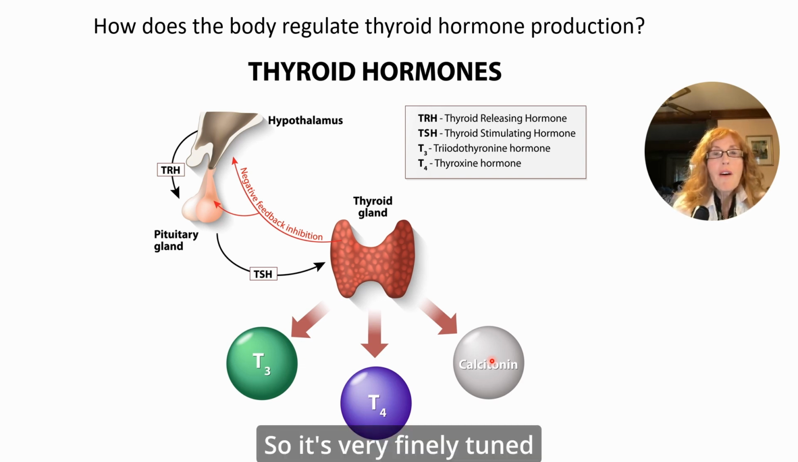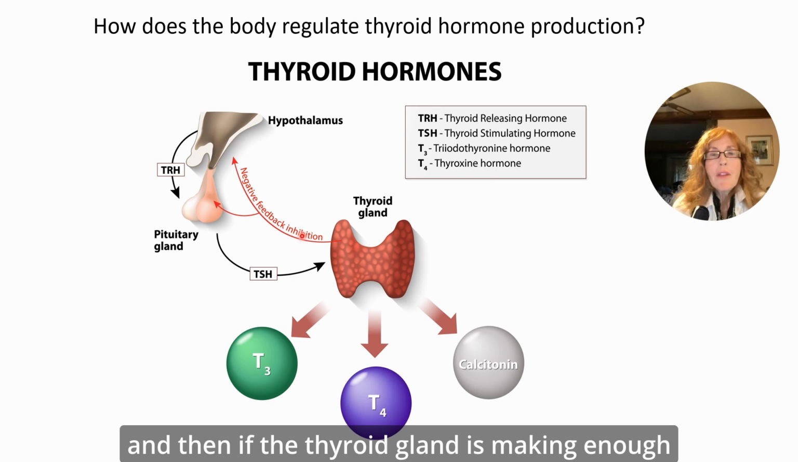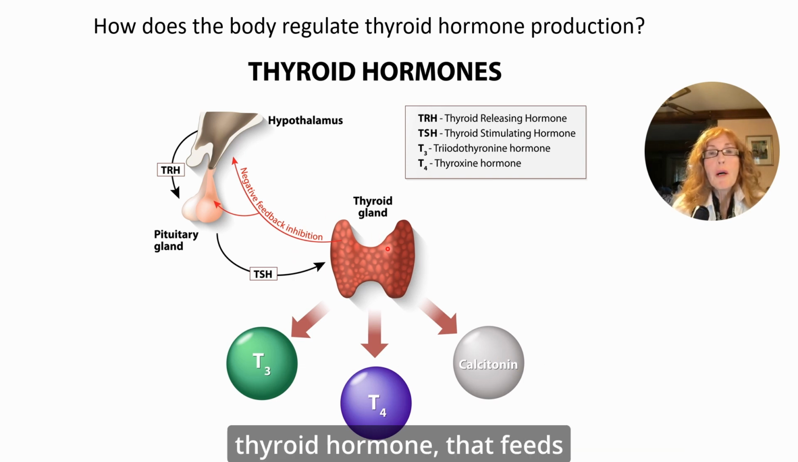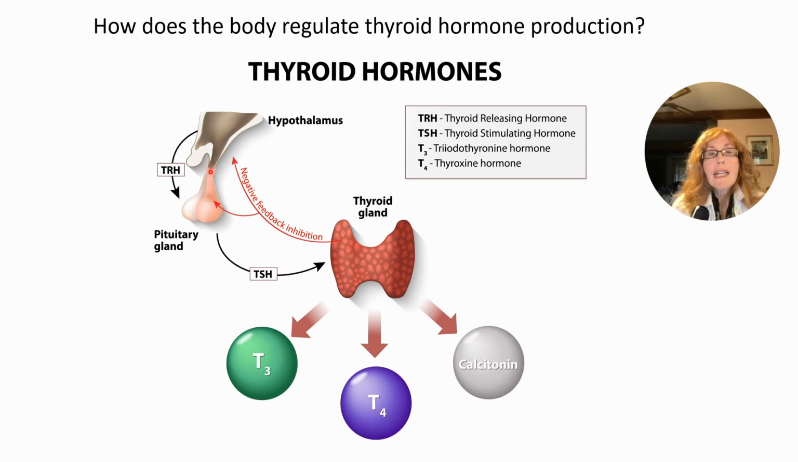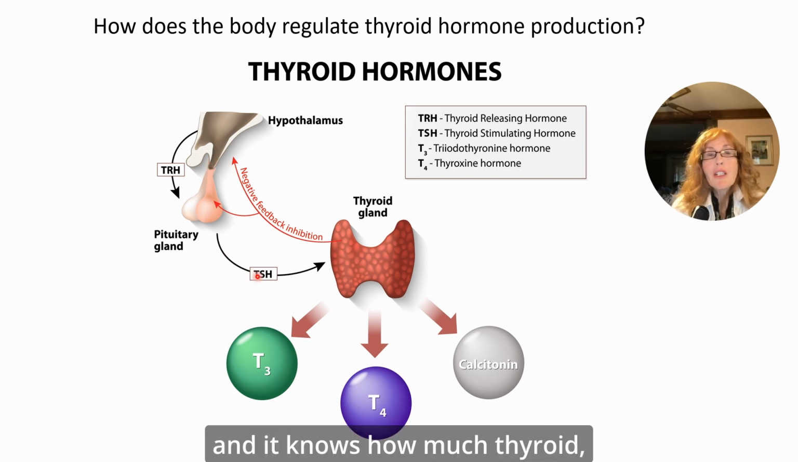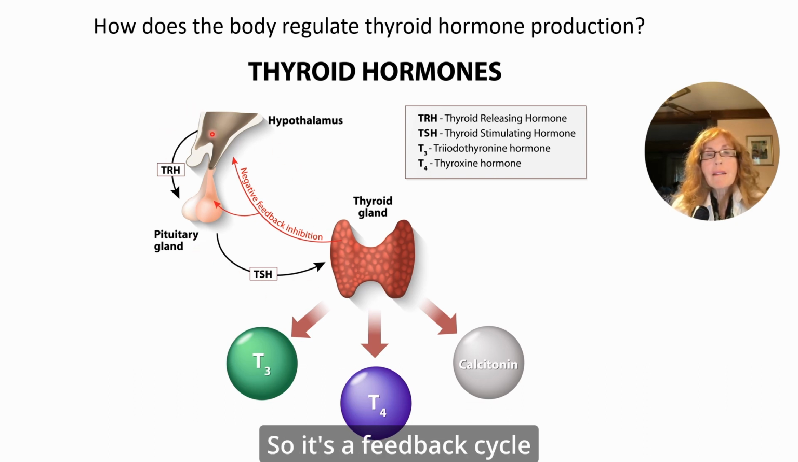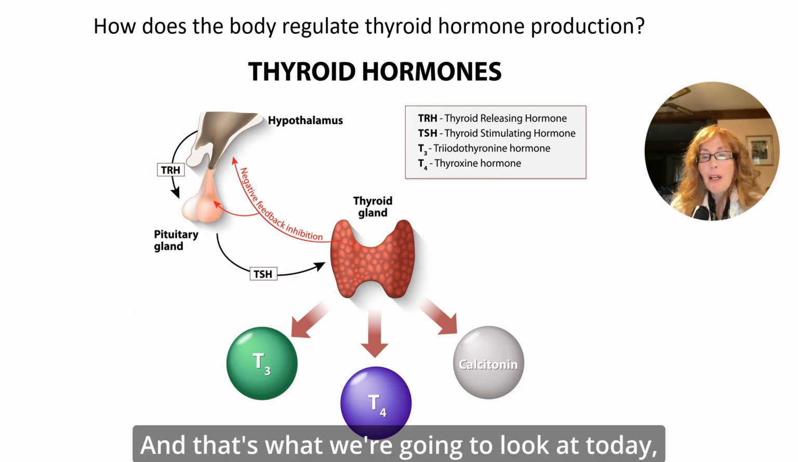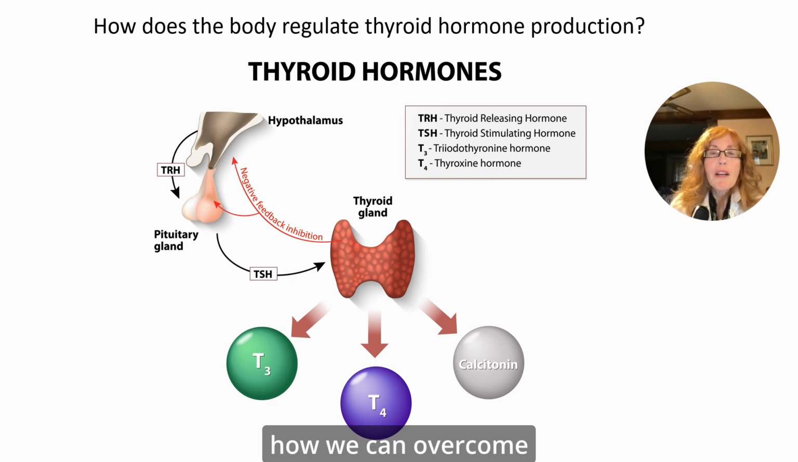So it's very finely tuned, and then if the thyroid gland is making enough thyroid hormone, that feeds back onto the pituitary gland, and it knows how much thyroid stimulating hormone to send back. So it's a feedback cycle, and it works extremely well until it doesn't. And that's what we're going to look at today, how we can overcome problems in that feedback cycle which regulates this very important thyroid gland.